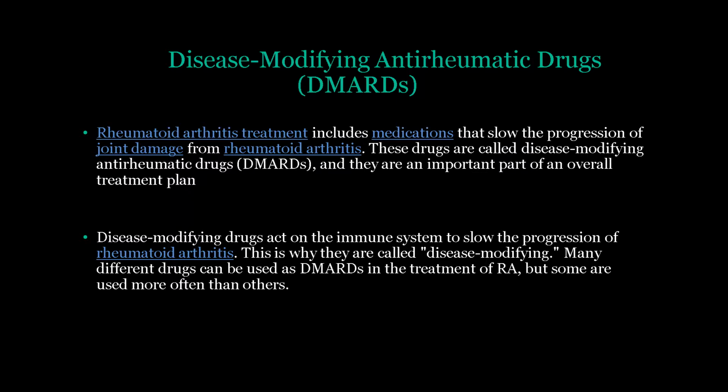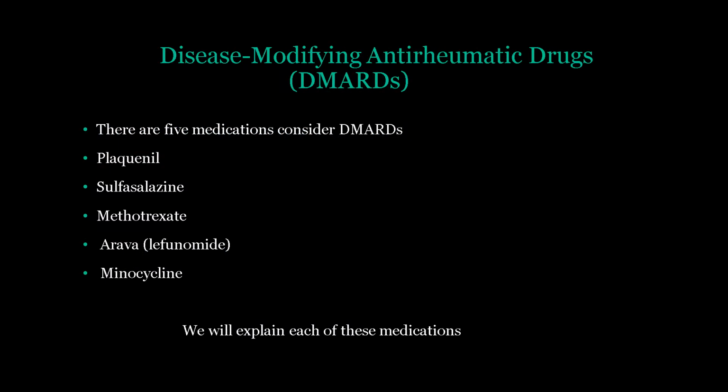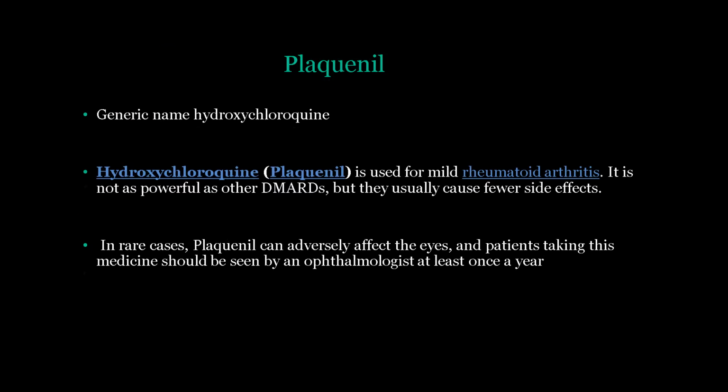Many different drugs can be used as DMARDs in the treatment of RA, but some are used more than others. The medications include Plaquenil, Sulfasalazine, methotrexate, and Arava. We explain each one of these except for minocycline, which we use later. Plaquenil is an anti-malarial drug. It's used for mild rheumatoid arthritis. It's not as powerful as the other DMARDs, and it usually causes fewer side effects. In rare cases, Plaquenil can adversely affect the eyes, and patients taking this medication should be seen by an ophthalmologist at least once a year.